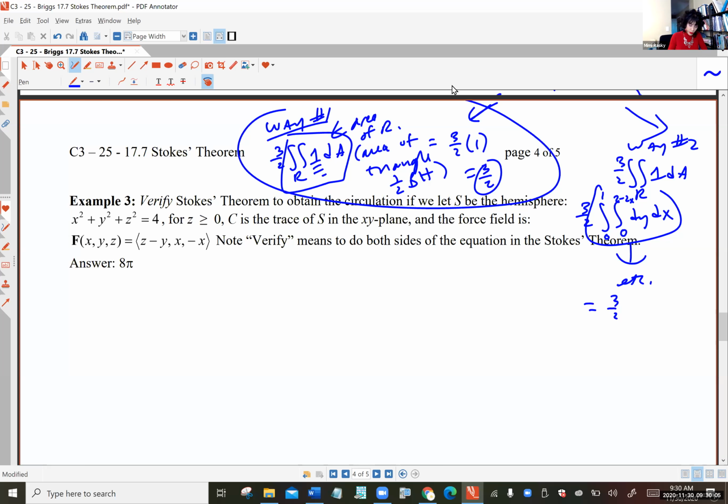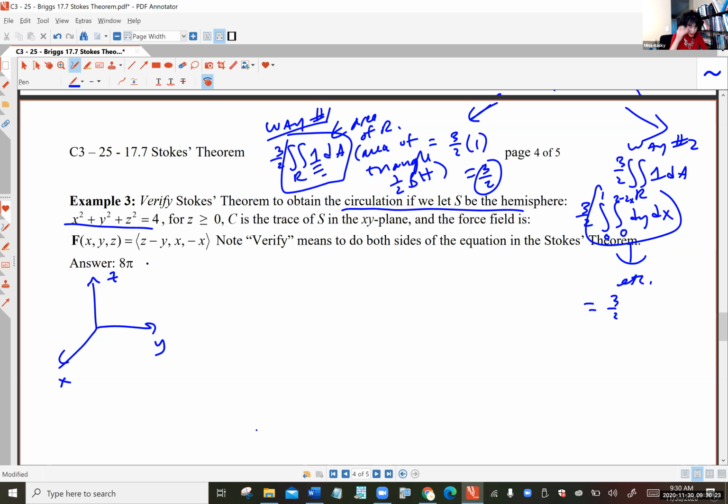Okay, so what do we have here? We're going to obtain the circulation where the surface is going to be different now. It's going to be the hemisphere, x squared plus y squared plus z squared equals 4 for z greater than or equal to 0. I want to draw that so you can see the curve that we're working with. So the upper hemisphere centered at the origin of radius 2, like this.